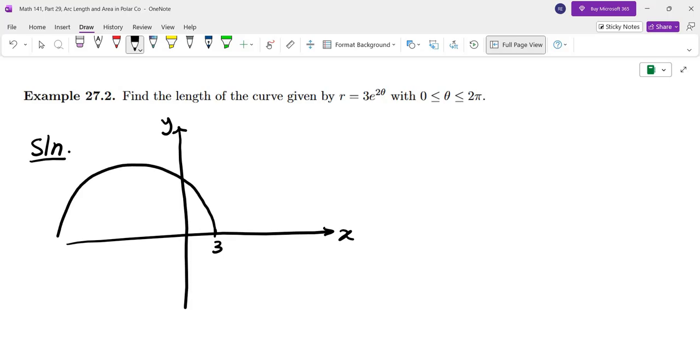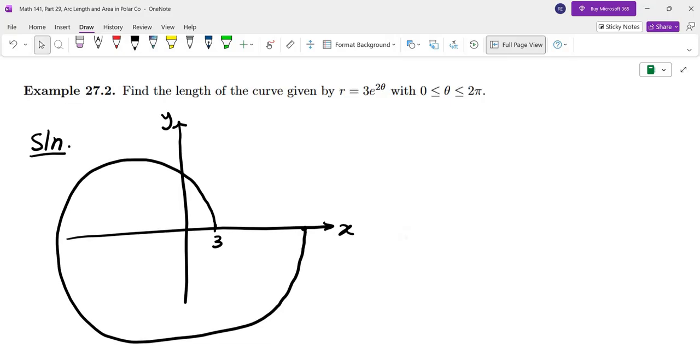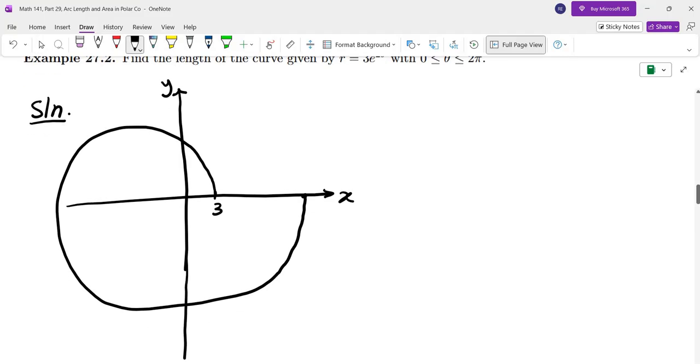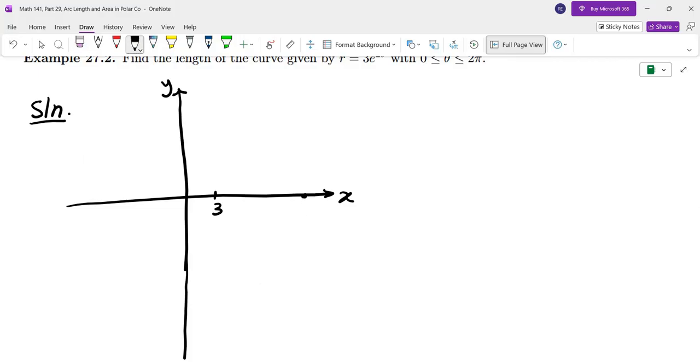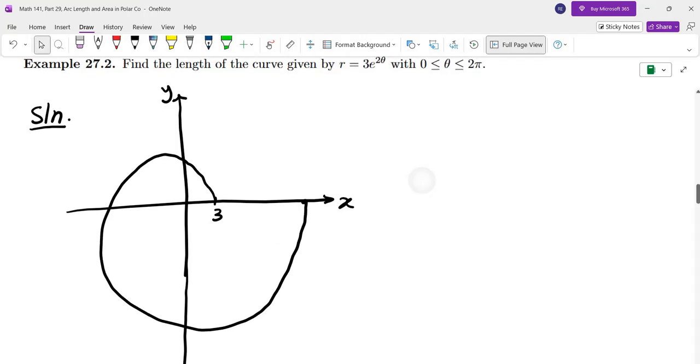So it would look like something like this. It would rapidly get larger. And this was up to 2 pi. So that's why I have to stop at 2 pi. Okay, so this is roughly what the curve is going to look like.